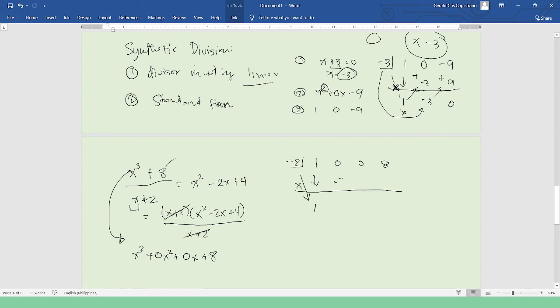Okay, so that will be negative 2. Bring down, add. So, we'll have there negative 2. Then, we have negative 2 times negative 2. That will be positive 4. Add ulit. Okay, so we'll have there 4. Then 4, multiply natin sa negative 2, that will be negative 8. Add, that will be 0.